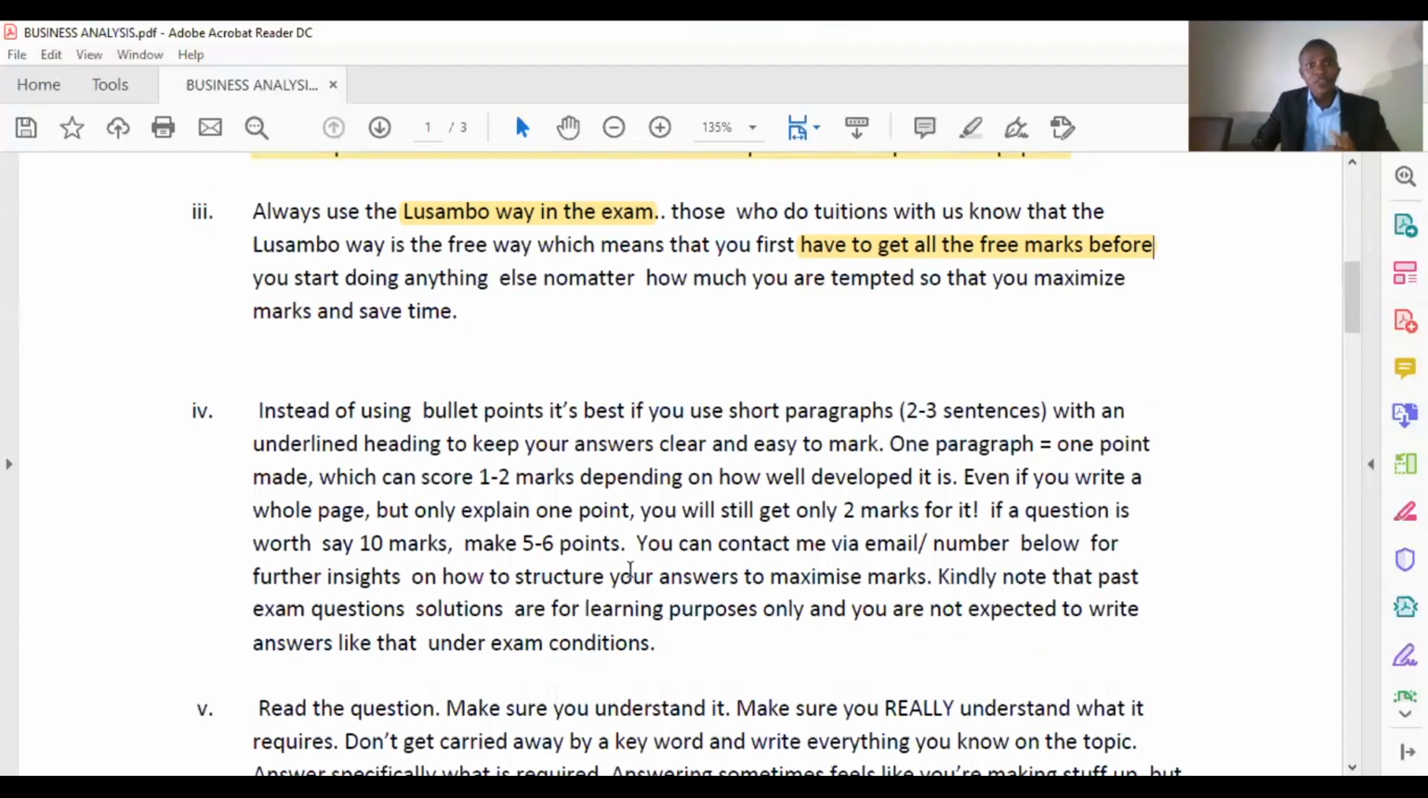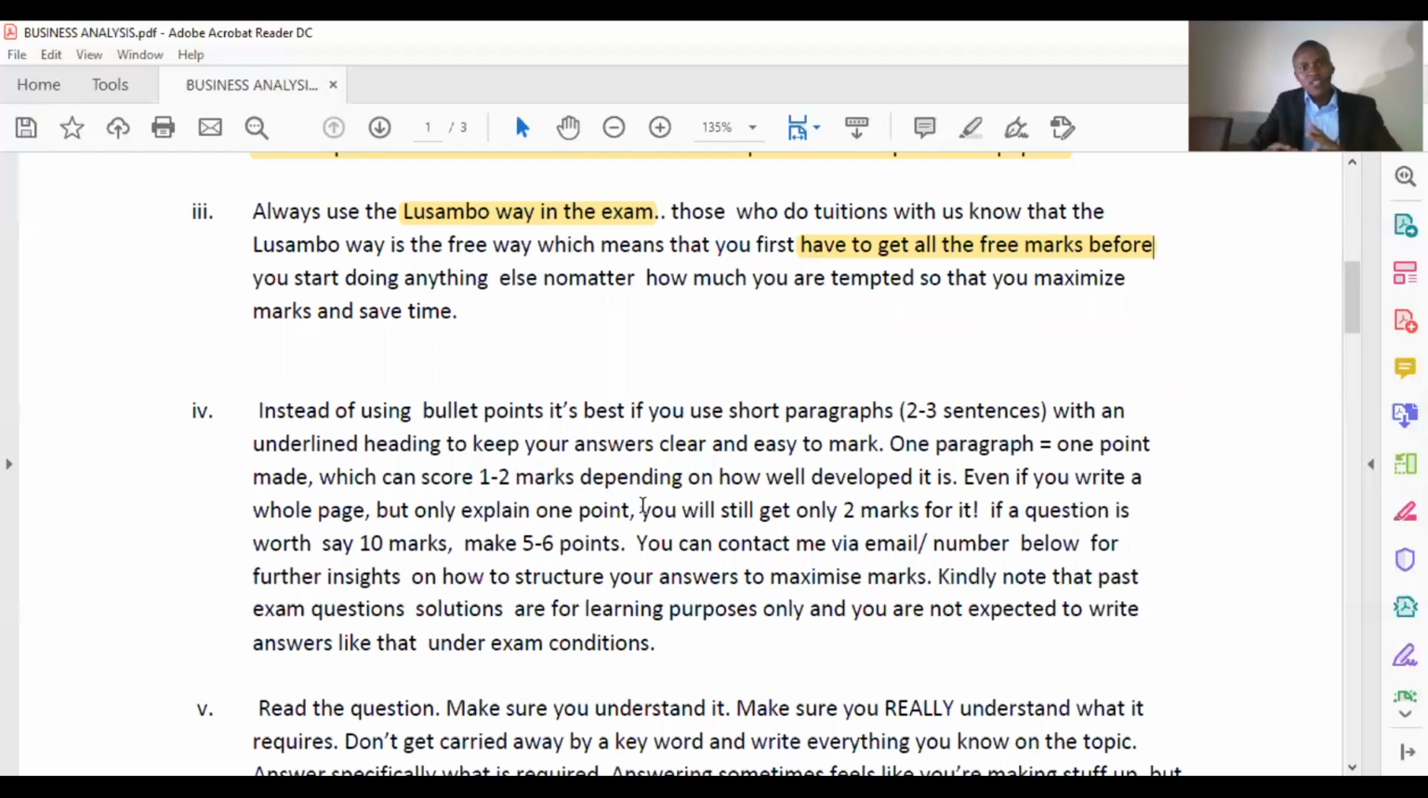Point number 4. As you can notice, there's a lot here, and now this is where I need you to pay attention. You see, this exam is unique. At this level, this is a strategic exam. You must be able to come up with real practical solutions. And because it's a strategic exam, it means that for you to pass, you must have a strategy.